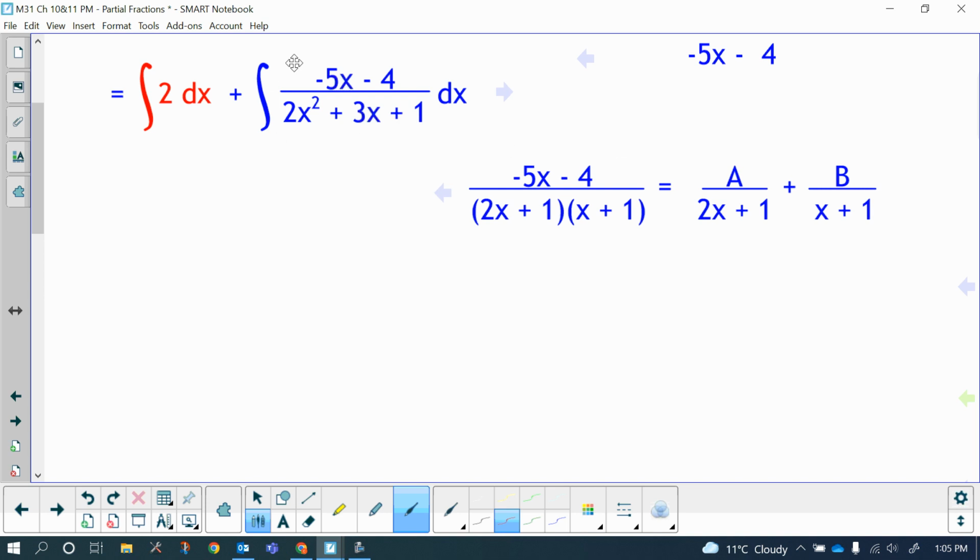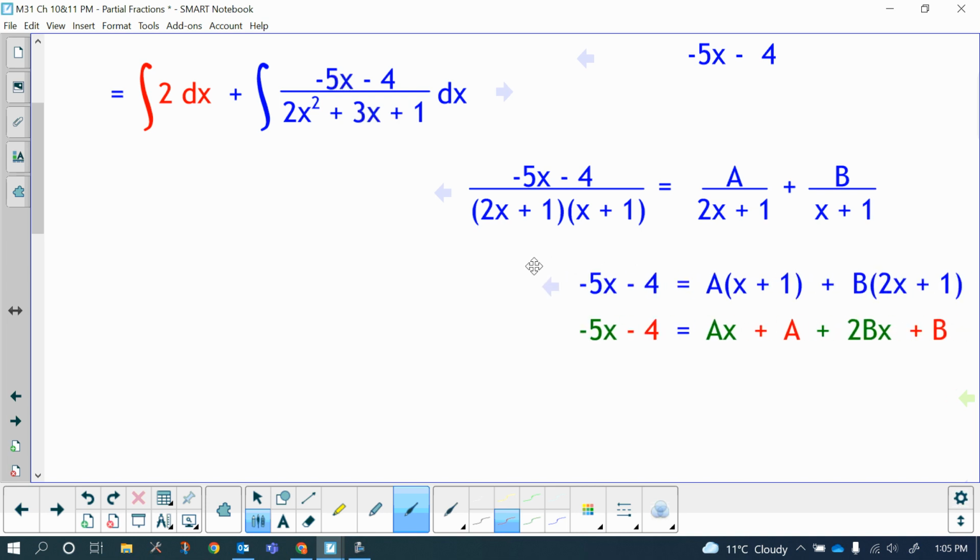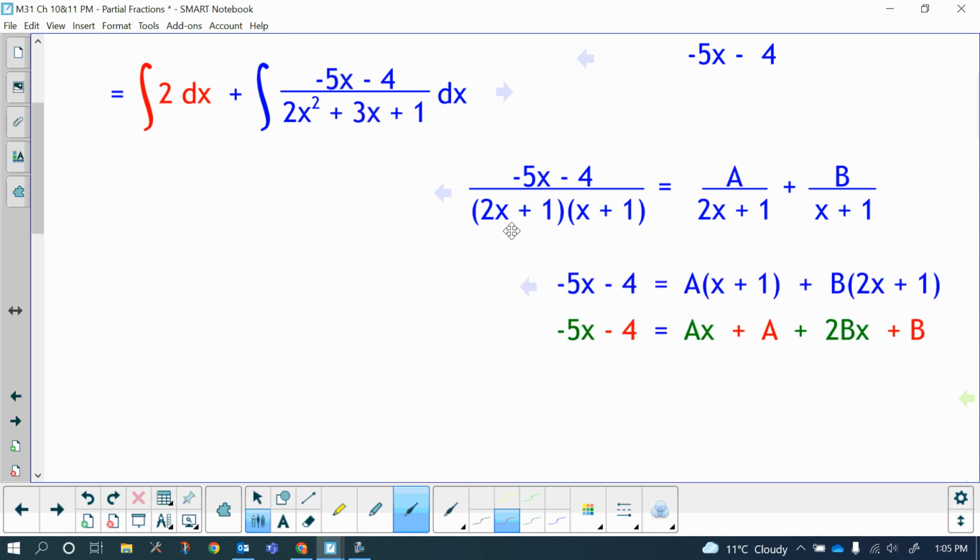Here we go. I'm going to focus just on this rational part here, and then I'll deal with this integral of 2 a little bit later. So I can decompose this into partial fractions. I have 2 linear factors in the denominator. So my numerators can be constant terms. And then when I multiply both sides by the common denominator, here's what I get.